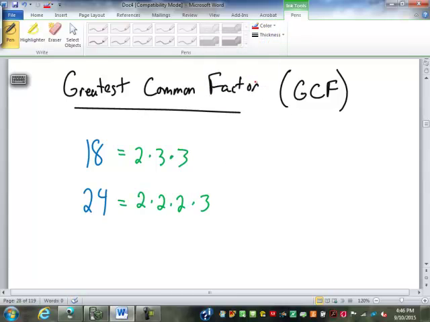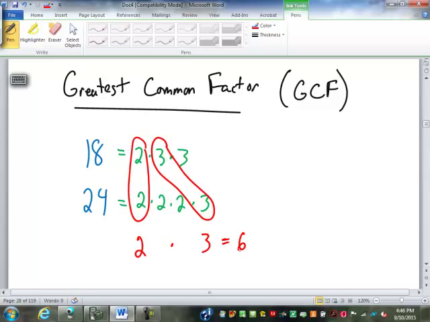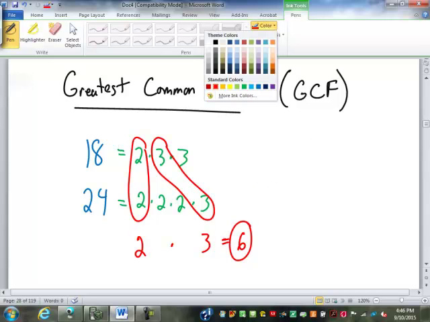The greatest common factor is a combination of all the common factors. What do they have in common? They have a 2 in common, and they have a 3 in common. What's 2 times 3? 6. 6 is the greatest common factor of 18 and 24.